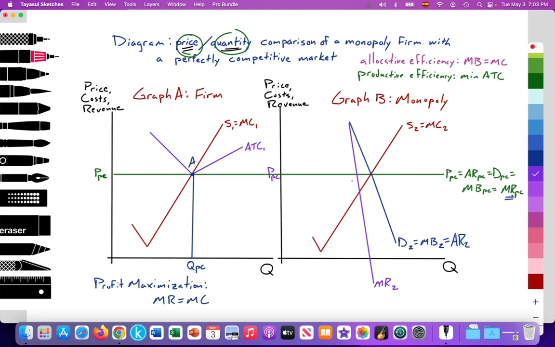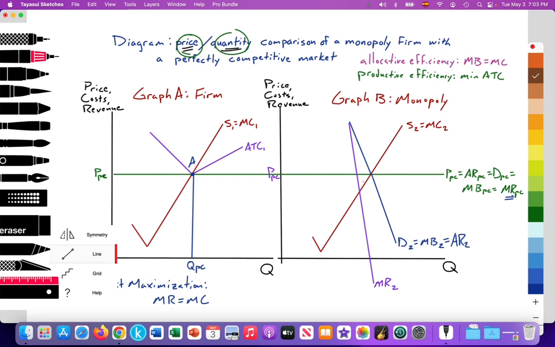And since we're going to go ahead and compare productive and allocative efficiency, I'm also going to illustrate the average total cost curve. So let's use this color. And I'm going to have ATC perhaps come down to this point. And that'll be my ATC curve. Average total costs for the monopolist. I'll call it ATC2 just to distinguish it from the individual firm.